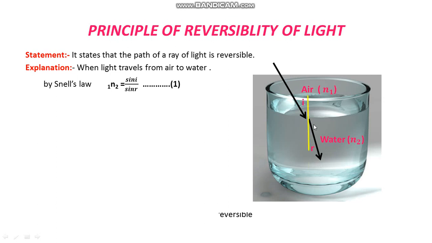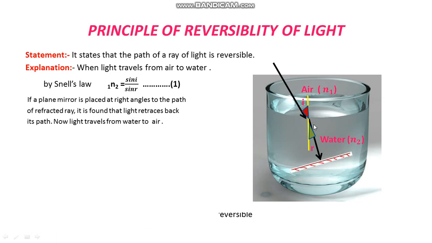So if I keep a plane mirror perpendicular to the path of the refracted ray, what happens? The ray undergoes reflection and it retraces the same path as it came from air to water, right? So now in this, water acts as the first medium and air acts as the second medium. Now here light travels from denser medium to rarer medium. So this is the angle of incidence and this is the angle of refraction.